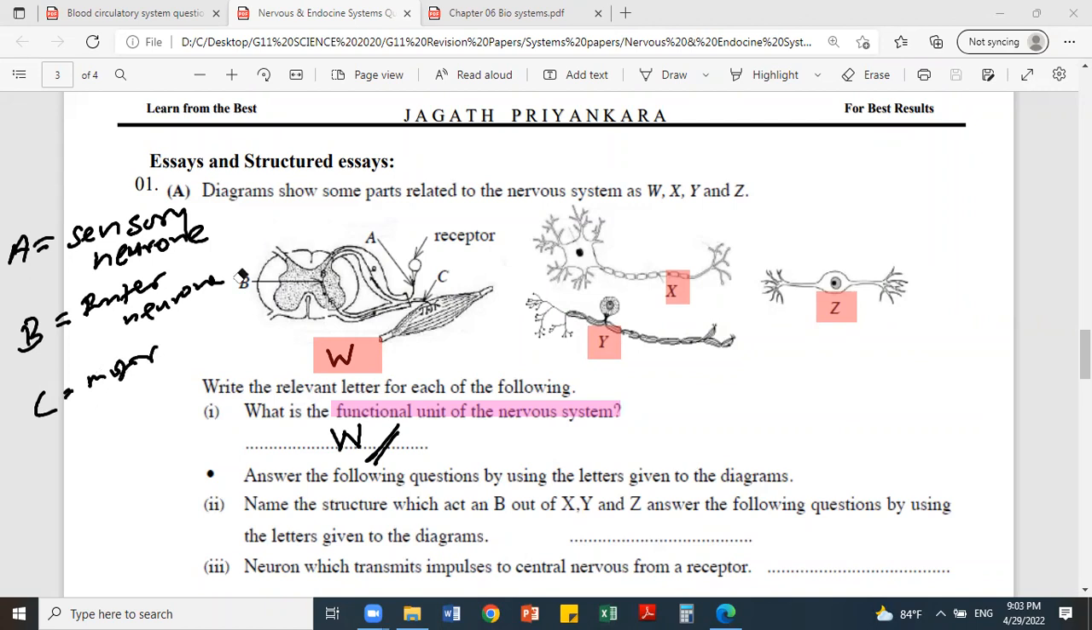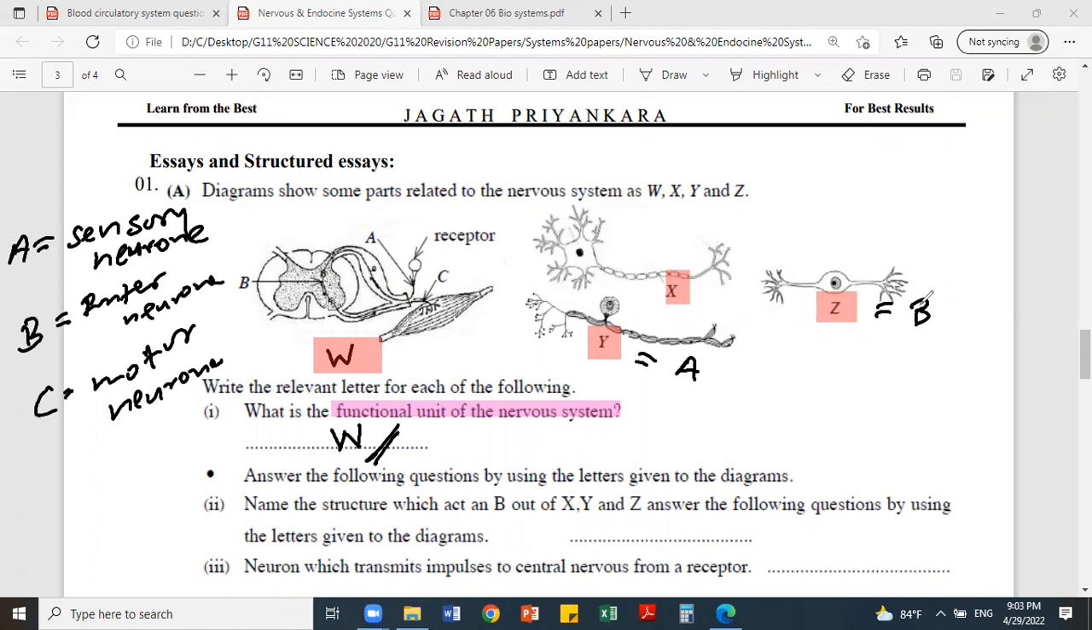Then you have to compare that with the other side. Which one matches with Y here? Y equals capital A. So Y is sensory. How do you know? The cell body is in the middle. In sensory neurons, the cell body is in the middle, not at the corner. Then what is here? Interneuron. So this is equal to B, right? Yeah, B.